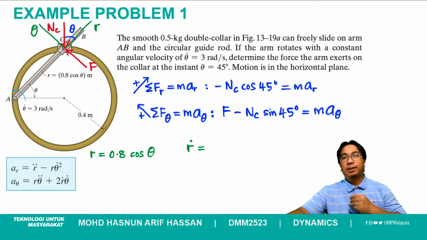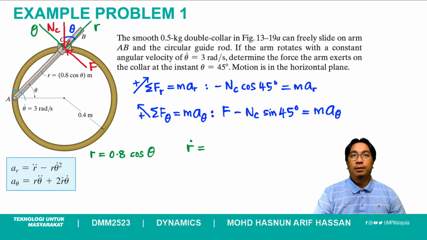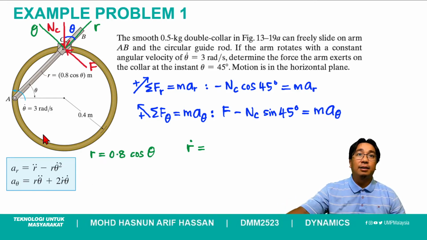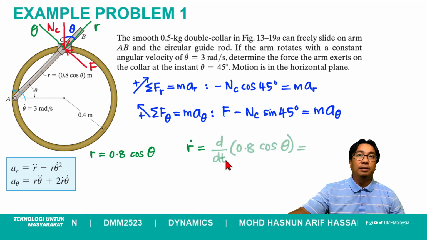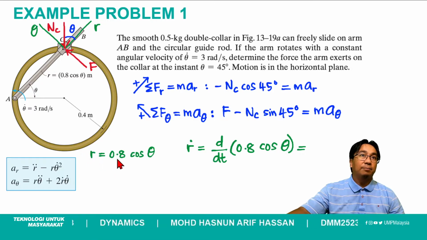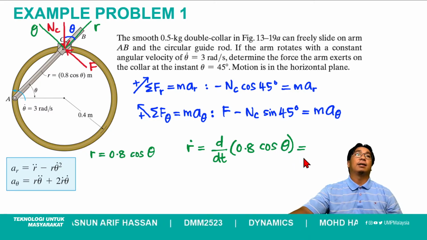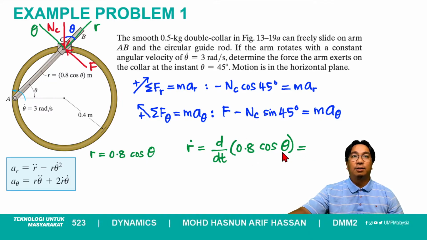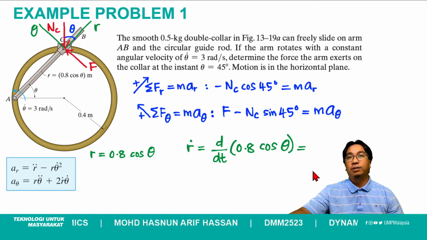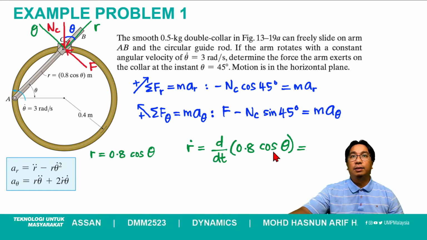What did I tell you earlier about r dot? If there is a dot, what does it mean? Acceleration? Sorry? Acceleration? No, not necessarily acceleration. Dot here means d over dt. So r dot means d over dt of r. So r, we now have d over dt of 0.8 cos theta. So when we differentiate d over dt of 0.8 cos theta, what do we have? Can we differentiate d over dt of cos theta?